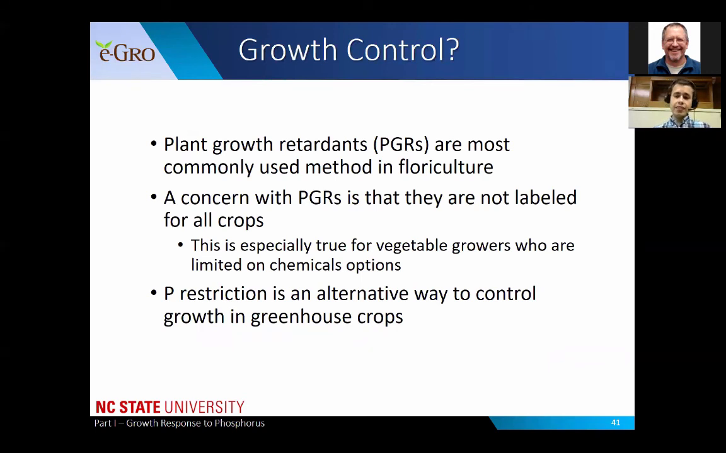So in addition to these studies looking at optimal rates of phosphorus, we also did a couple of studies looking at growth control. Plant growth retardants, or PGRs, are the most commonly used method of growth control in floriculture production. However, there are a few concerns with PGRs, such as the fact that they're not labeled for all crops, and this is especially true for vegetable and edible growers who are limited on what chemical options they have available. So phosphorus restriction is a possible alternative way to control growth in greenhouse crops.